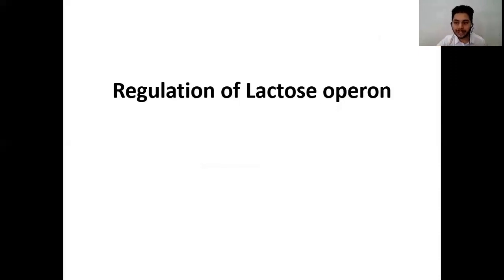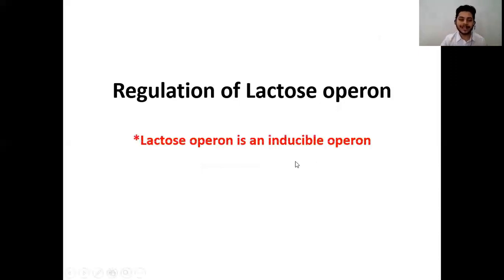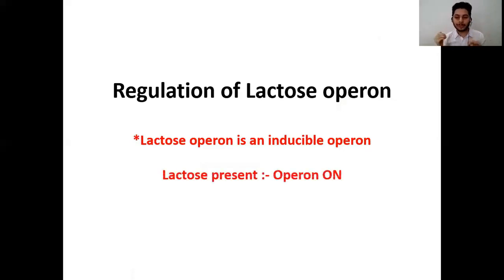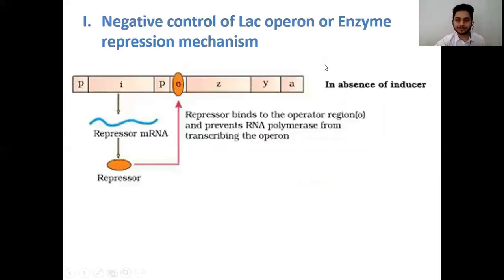Before you move on to the regulation of lac operon, one thing you always have to remember is that the lac operon is said to be an inducible operon, which means that when lactose is present in the growth medium, the lac operon will be switched on. However, when lactose is absent in the growth medium, the lac operon will be switched off. So remember these two things. Inducible operon means lactose is going to act as an inducer. When lactose is present, lac operon will be switched on. When lactose is absent, lac operon will be switched off. Once you have understood this key point, let us begin with the regulation of lac operon.